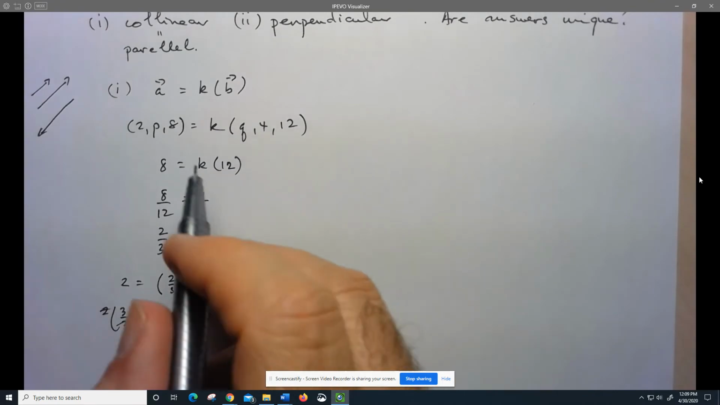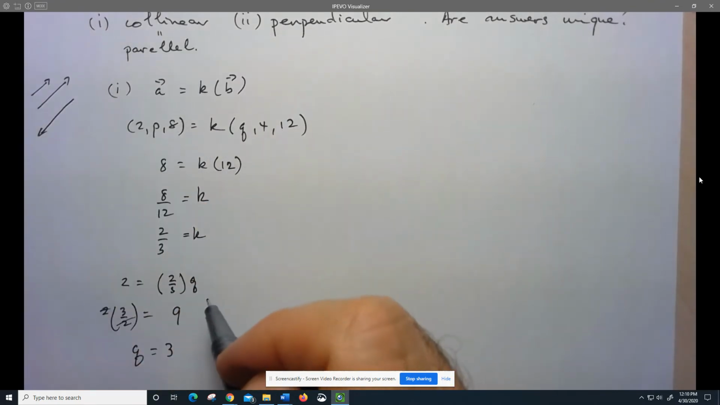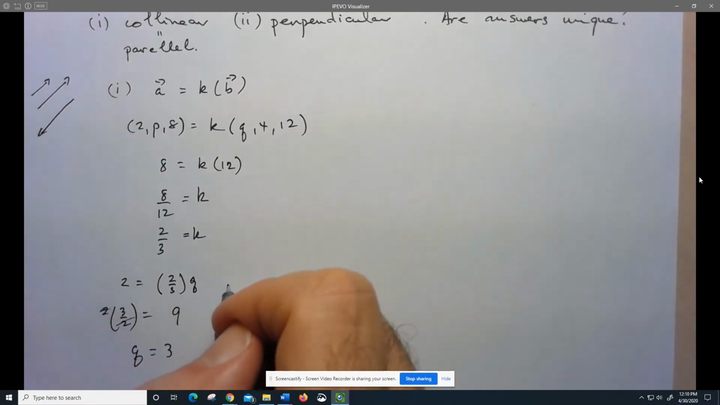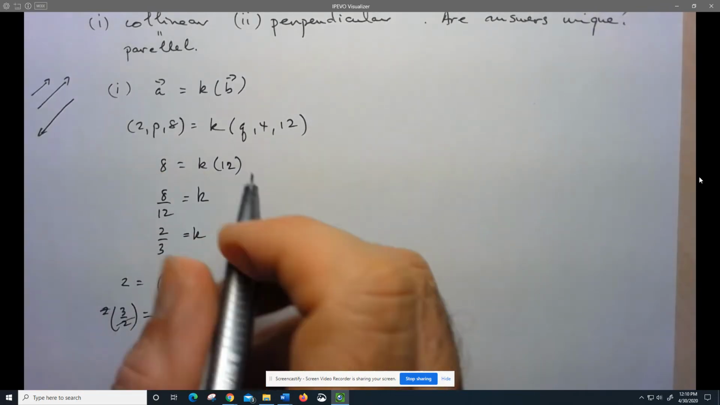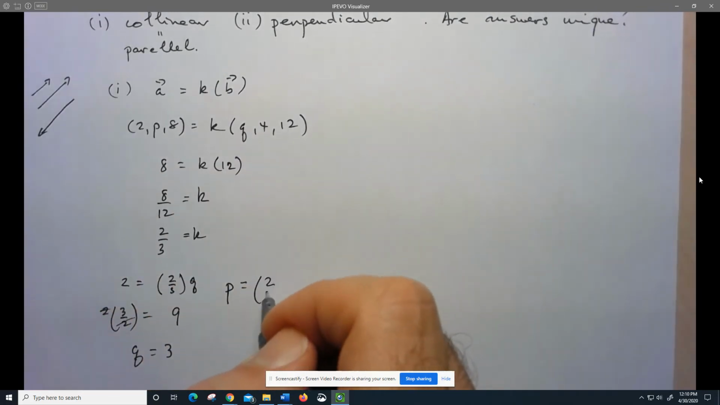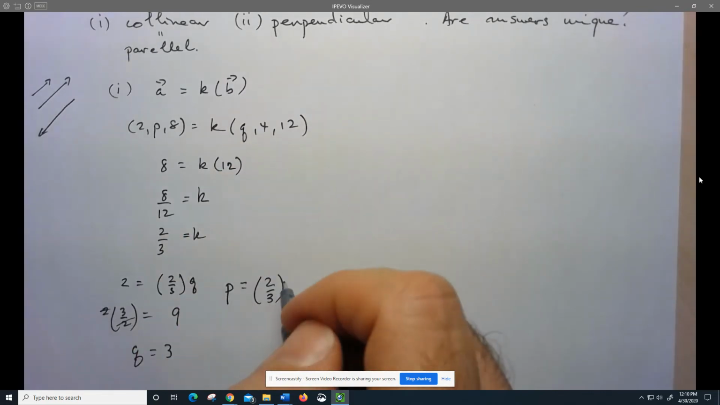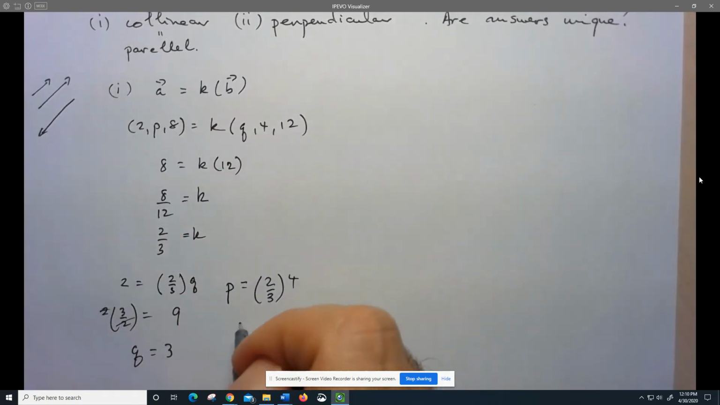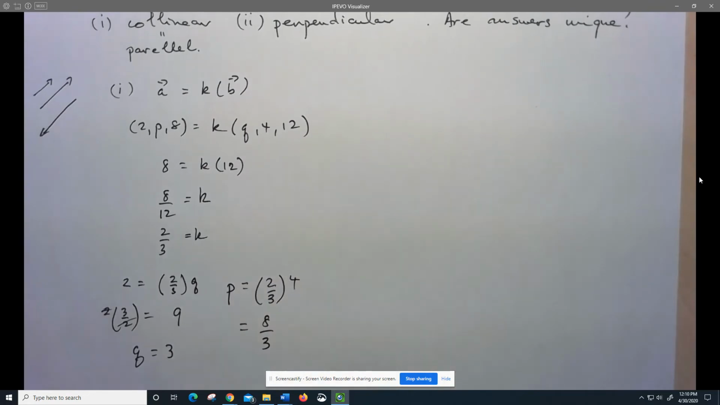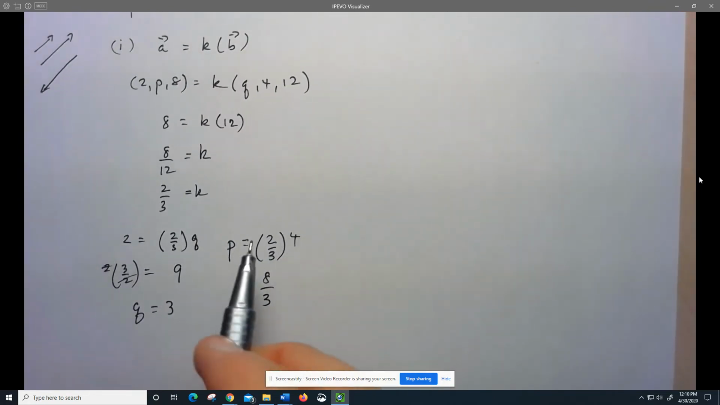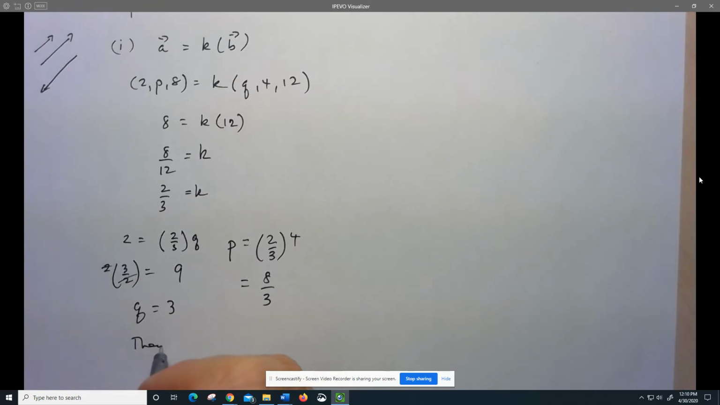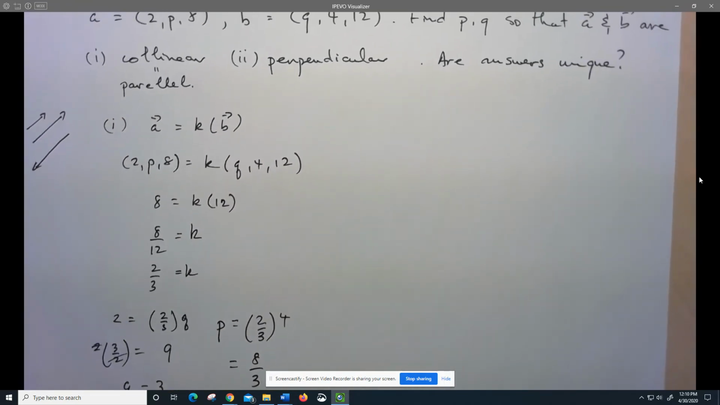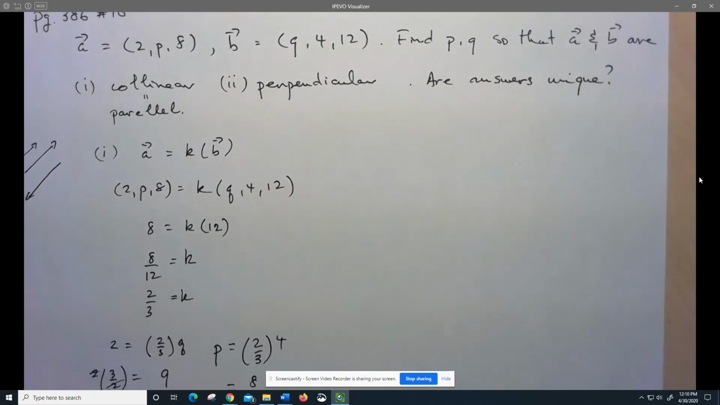And for P, we can do that via the Y components. The Y component in the first vector has to be equal to K times the Y component in the second vector, so 2/3 times 4. And here we get 8 over 3. So these are the answers we get for P and Q, and they are unique, meaning there's only one set of P and Q that will make these two vectors collinear. All right, let's take a look at part 2.